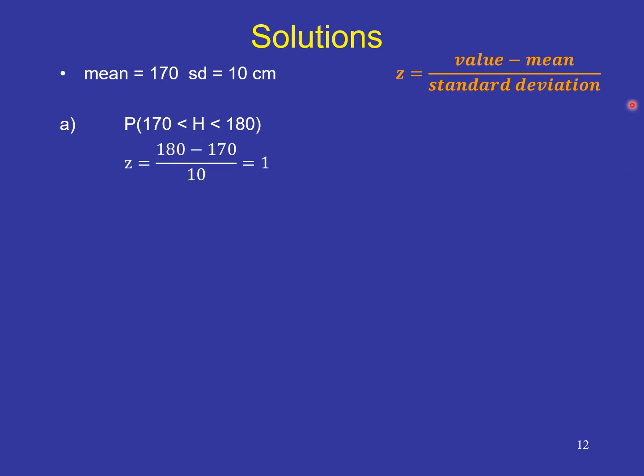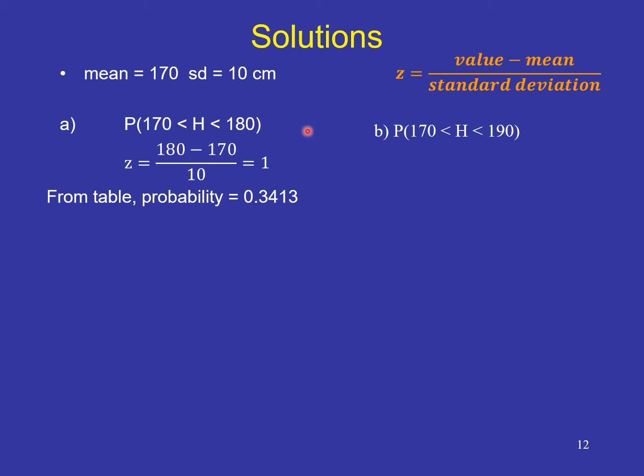First, we need to find our value of Z, which is how many standard deviations above the mean 180 is. So we use our formula: 180 take away 170, divided by 10, which gives us 1. So we know that 180 is 1 standard deviation above the mean. Now we simply look up 1 in our tables, and we get 0.3413. So that's the probability that someone is between 170 and 180 centimeters.